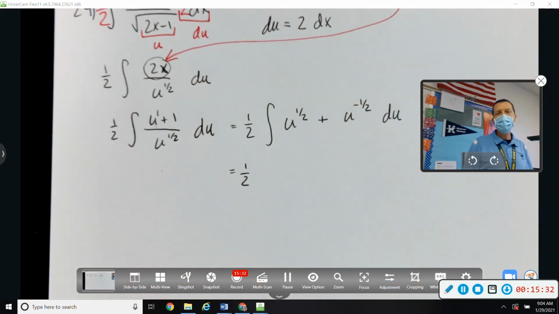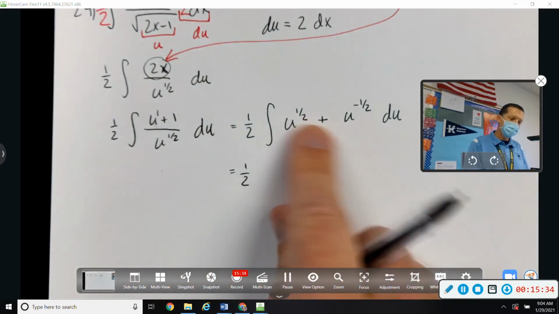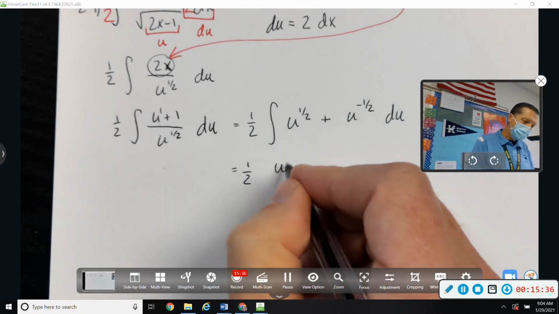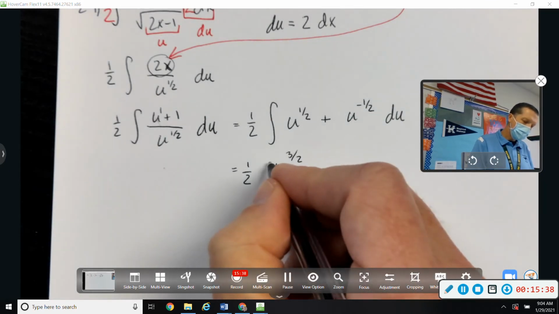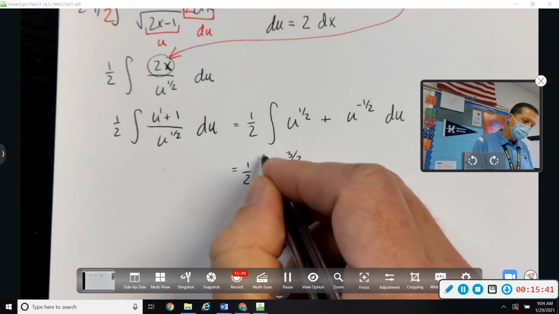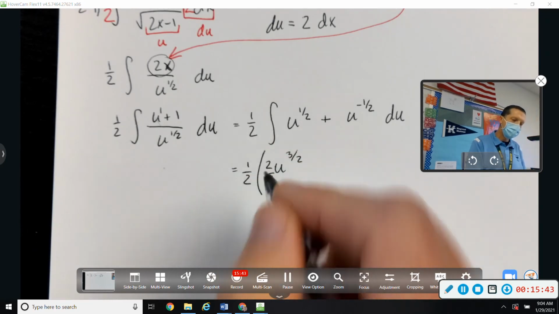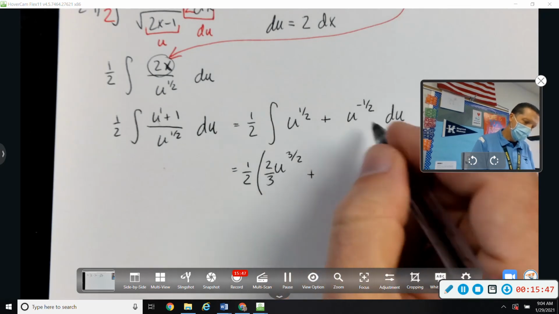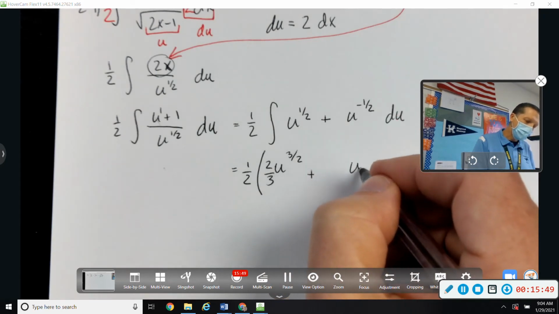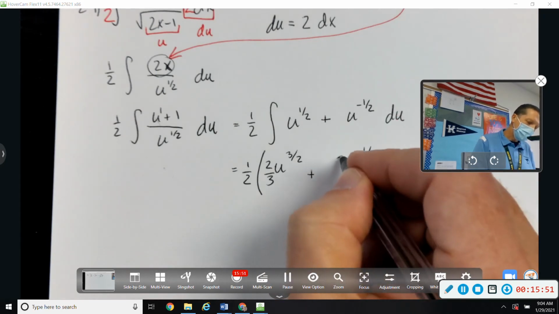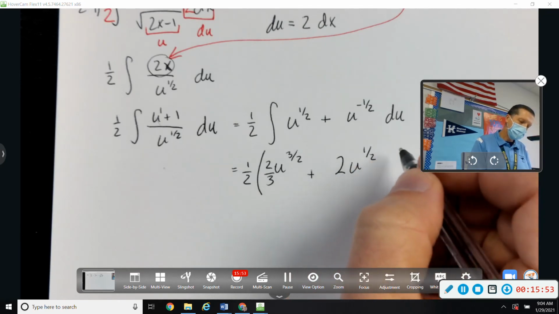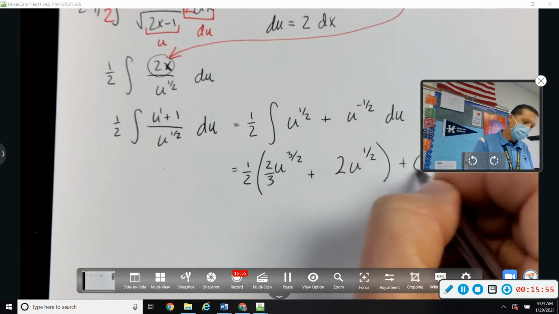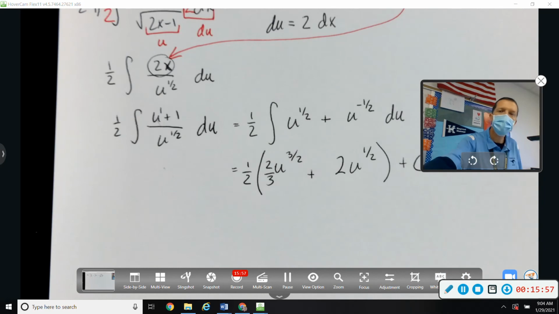Okay, well now I'm done with the hard stuff. This should be straightforward from here. Increase the power by 1, divide by the new power. Careful with that 1/2. It's supposed to go to everybody, so I'm going to leave it out front for now. The next one, increase the power by 1, divide by the new power. Don't forget the plus c.